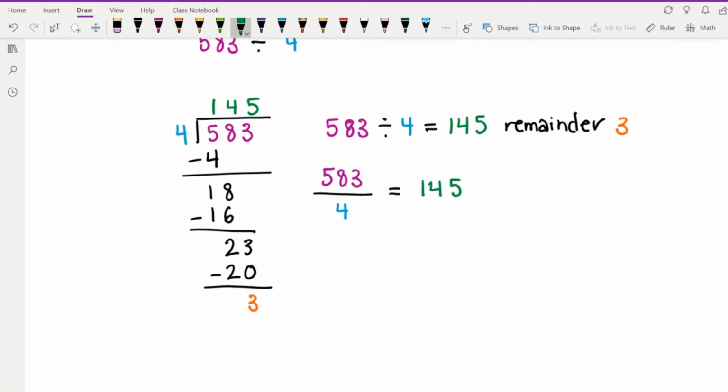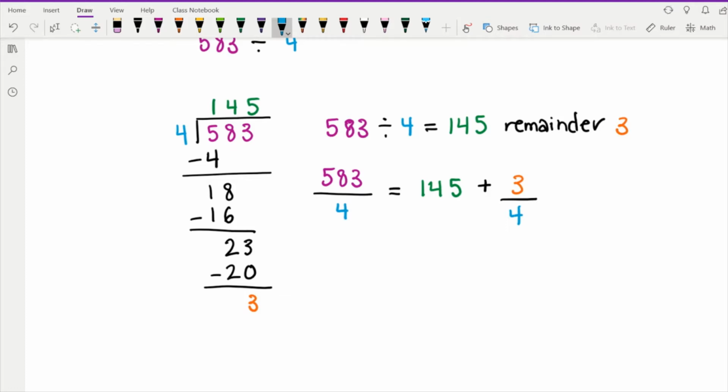145. And then how could we express the remainder as a fraction? What would be a more specific way of saying a remainder of 3? 3 what? What does that 3 represent? Well, it's 3/4, because that's what you were dividing by. So another way of expressing this answer is that 583 divided by 4 is 145 plus 3/4. You could check that this is true, because if you make a common denominator of 4, you should find that 145 plus 3/4 is equal to 583 over 4. So there are two different ways: there's the remainder.